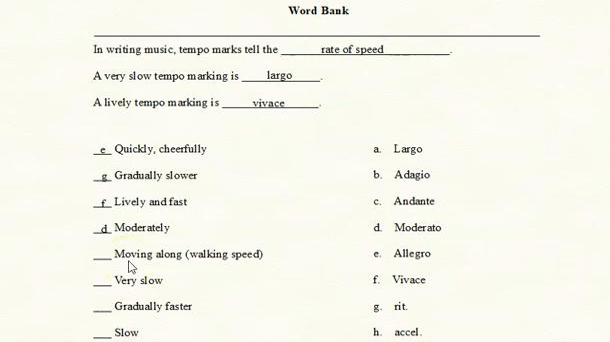Next we see moving along or walking speed. For here, we use andante. Here we see very slow, and we went over this a little bit earlier, so we can use largo. Gradually faster is our next phrase. So we know it's not any of these, and we already used this one, so we have accelerando. Last but not least, we have slow, and the only one we have left is adagio.